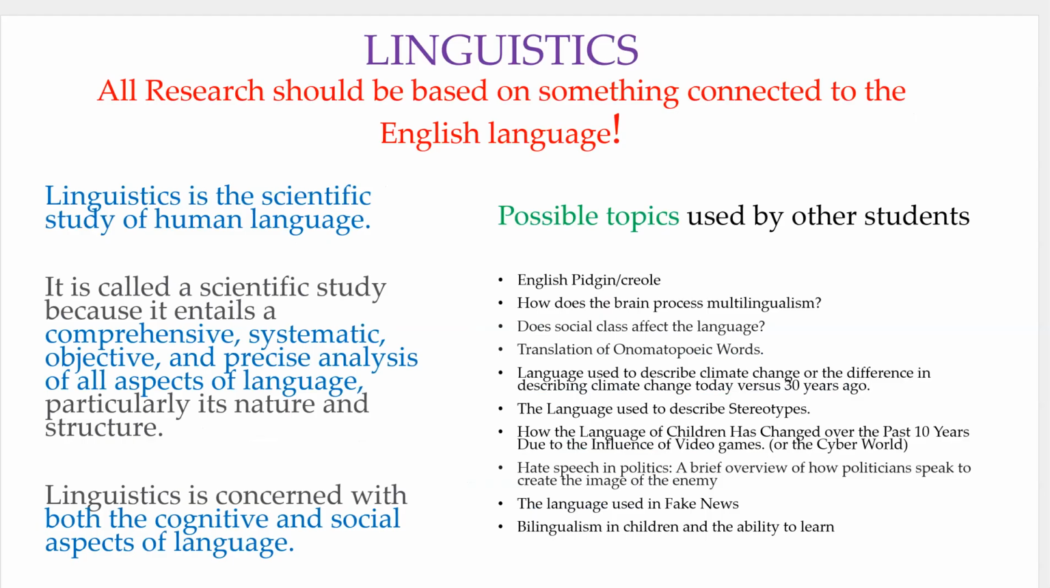What can you do when you study linguistics? Well, it's the scientific study of human language. It entails comprehensive, systematic, objective, and precise analysis of all aspects of language. It could be both cognitive and social aspects of language, which means that you could study English Pidgin or Creole, or how the brain processes multilingualism, and if social class affects the language, or if the way newspapers describe climate change has changed in the past 30 years. How is language used to describe stereotypes? Well, the language used in fake news and so forth.